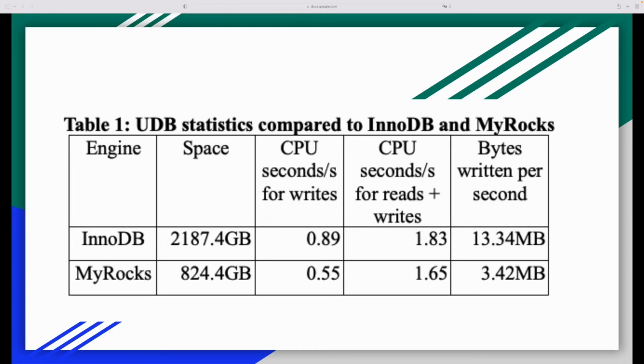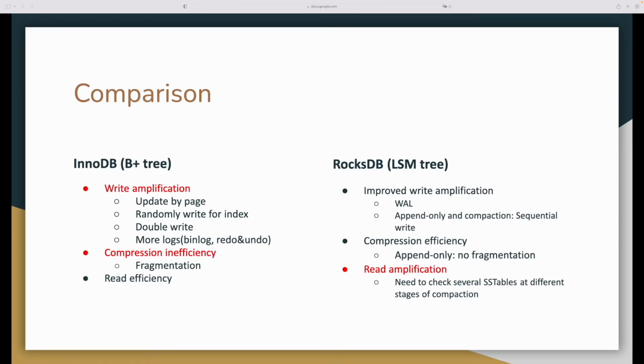Let's compare those two storage engines. This test data was produced by Facebook to compare InnoDB and MyRocks. We can see that MyRocks uses much smaller space and fewer bytes written per second compared to InnoDB. So these two storage engines, since their algorithms are different, provide different features.